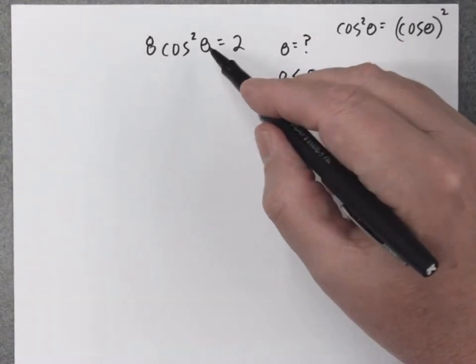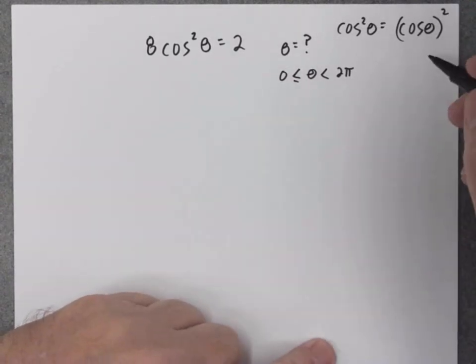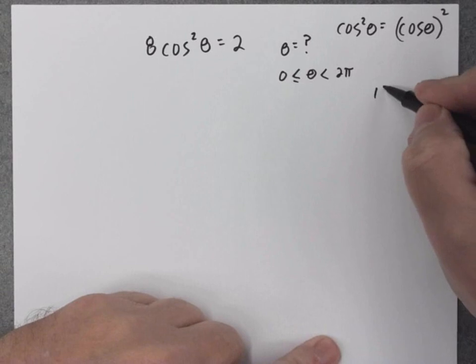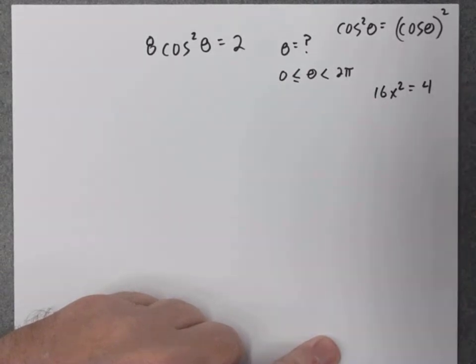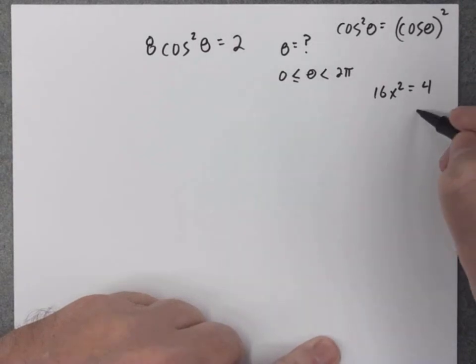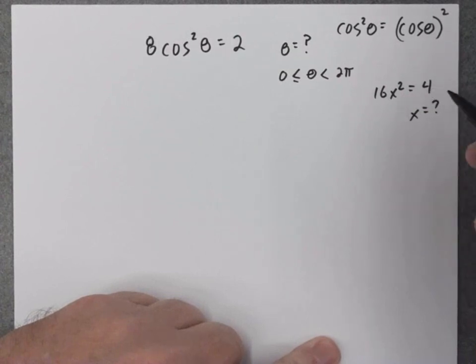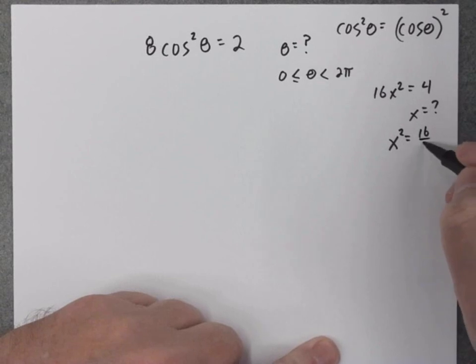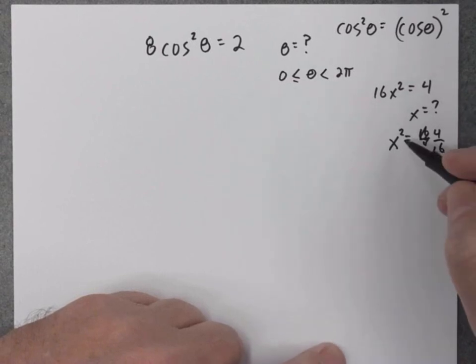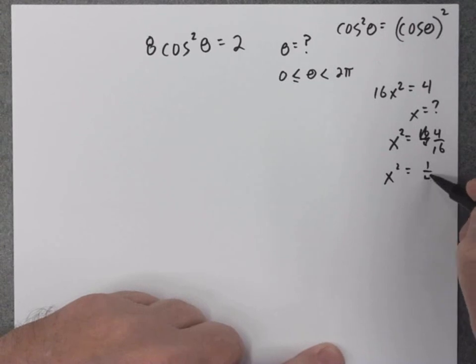So what I'm going to do here, once again, let me do a quick comparison. If I had 16x squared equals 4, and I was wanting to solve for x, I would divide both sides by 16. And then first of all, I would reduce this to 1/4.